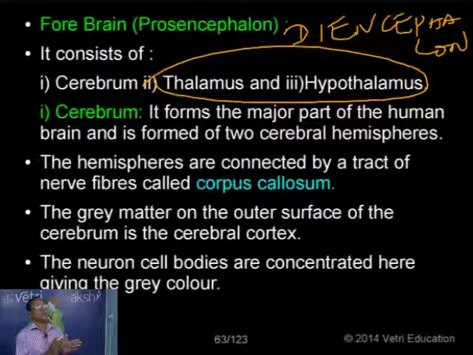The weight varies from male to female. In the case of male it is about 1400, and in the case of female it is less than 1400. That's why I gave the average weight of the cerebrum as about 1500.